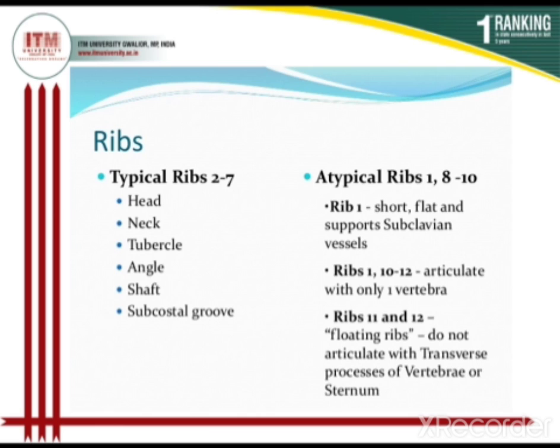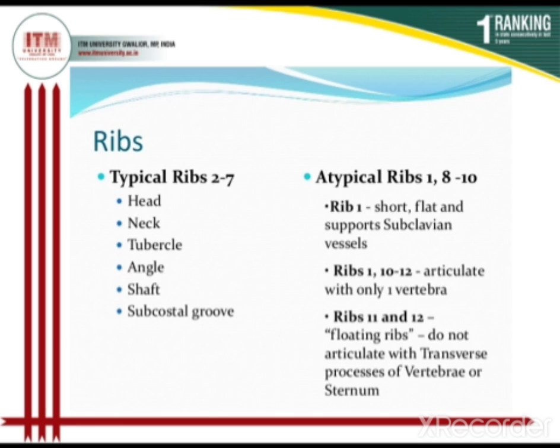And atypical ribs are the 1st and 8th to 10th. And the 11th and 12th are the floating ribs, so they do not articulate with the transverse processes of the vertebrae or the sternum.